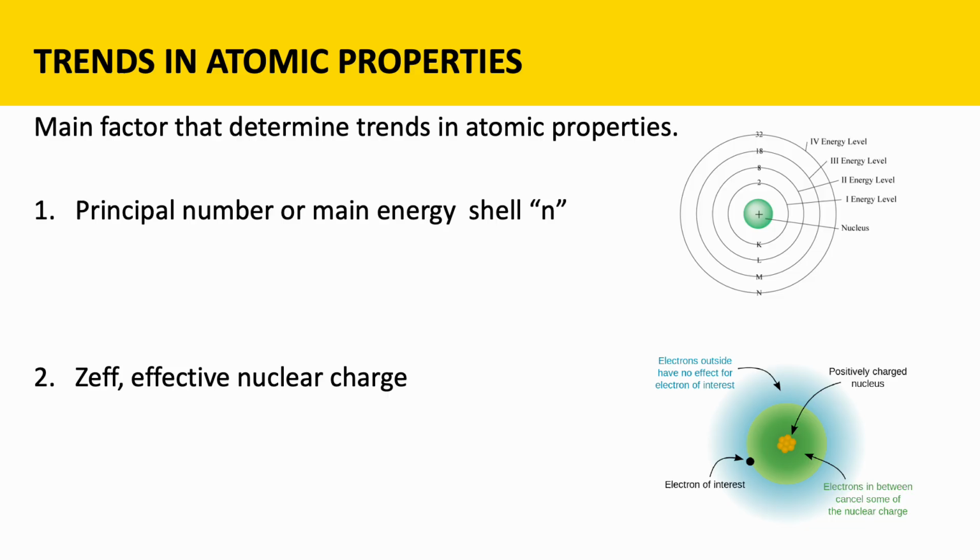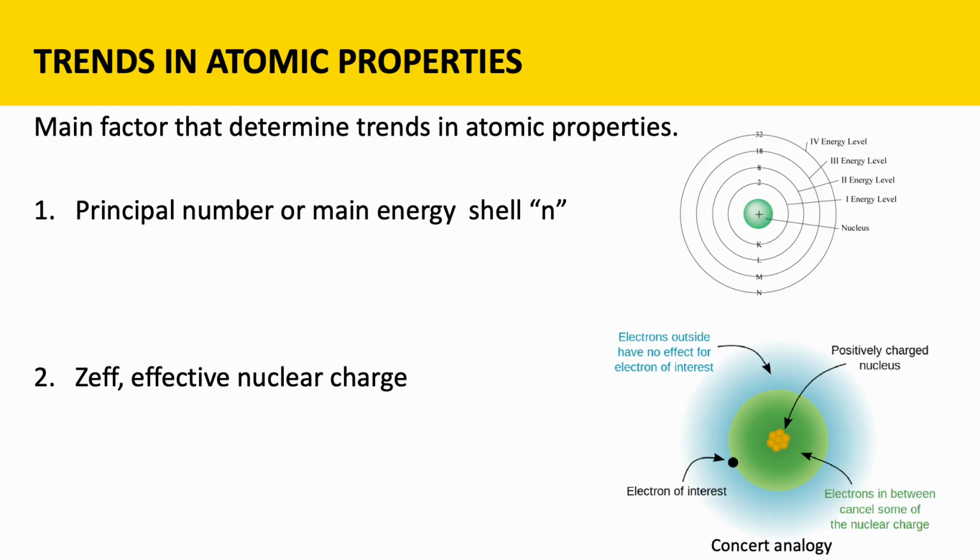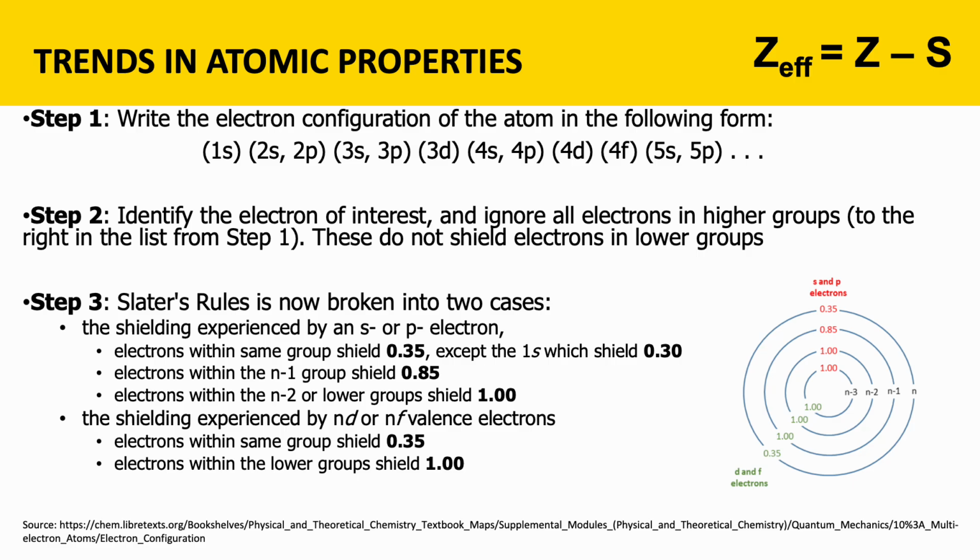Okay, so the main factors in trends are actually your principal quantum number and your nuclear charge. Okay, the perfect analogy would be your concert analogy. Okay, so trends and atomic properties. Okay, the Zeff is actually calculated using your atomic number and your Slater's rules. Okay, so Slater's rules allow us to estimate the effective nuclear charge, or Zeff, from the real number of protons in the nucleus and the effective shielding of electrons in the shell, okay, in each orbital shell.